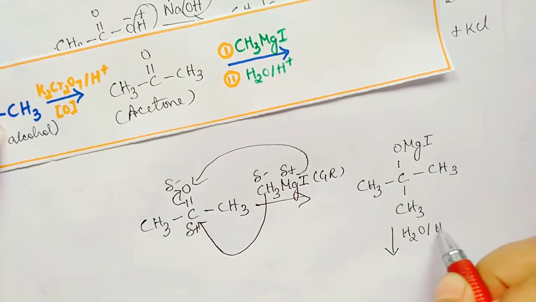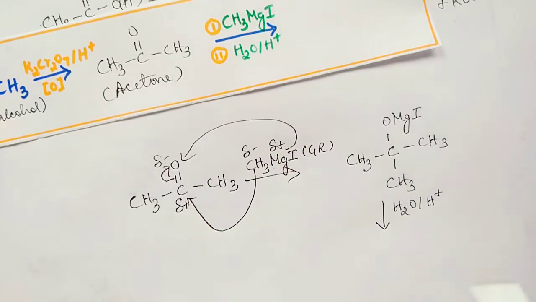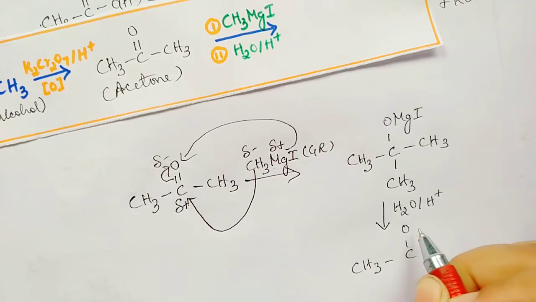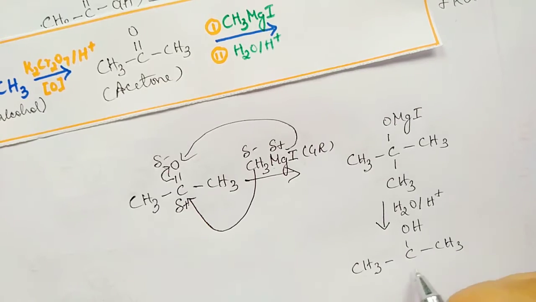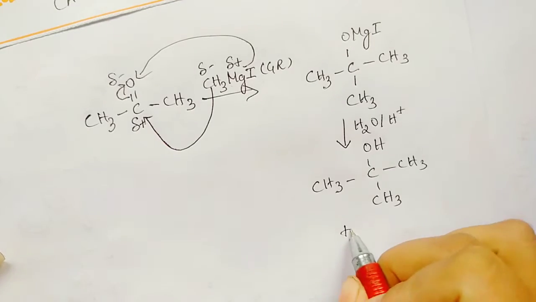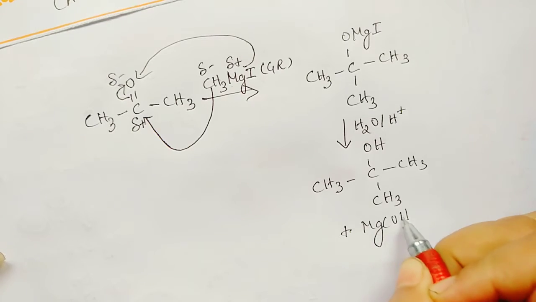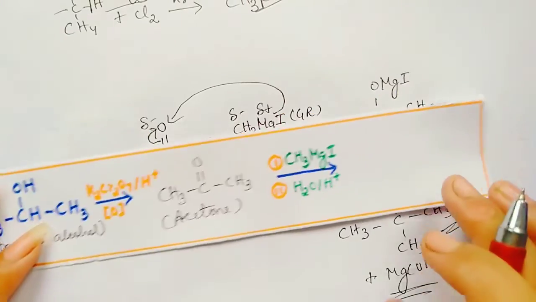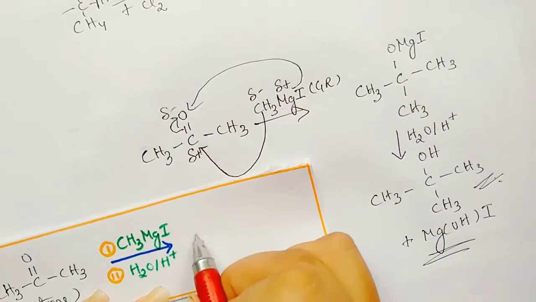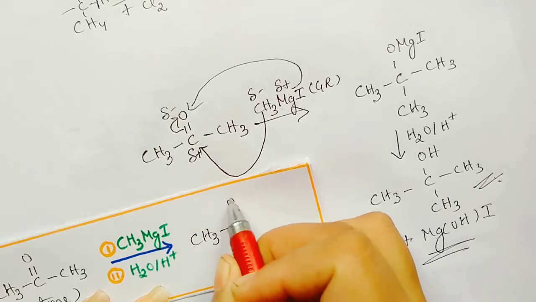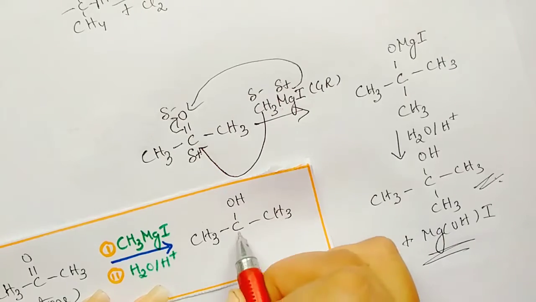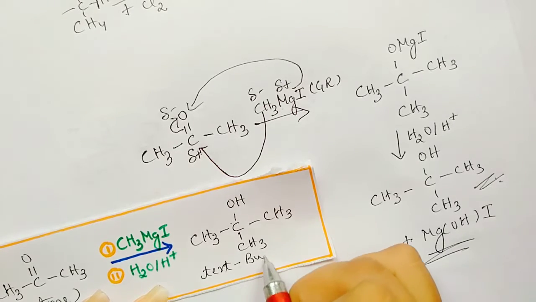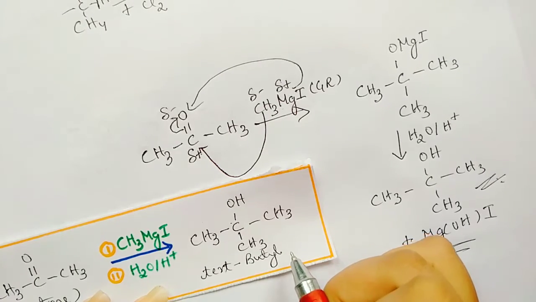Now what is the second step? H2O in the presence of an acid, acid hydrolysis. Then we have OH, CH3, CH3 plus MgOHI. So this is a tertiary alcohol. Altogether we have a tertiary butyl alcohol.